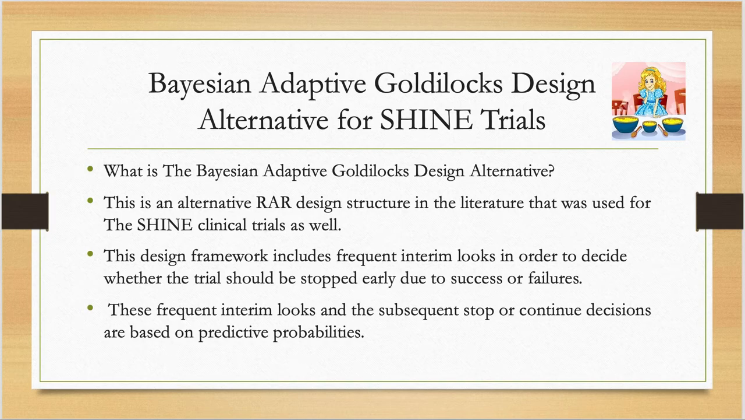And in the literature, it showed that this design framework includes frequent interim looks in order to decide whether the trial should be stopped early due to successes or failures. And those frequent interim looks and subsequent stop or continue decisions are based on the predictive probabilities. And we all remember Bayesian statistics.